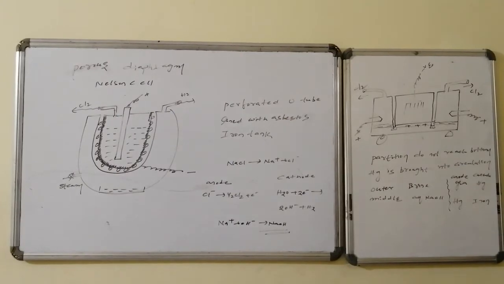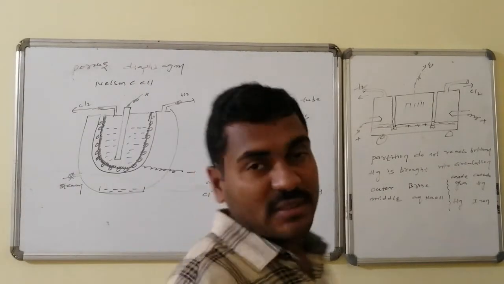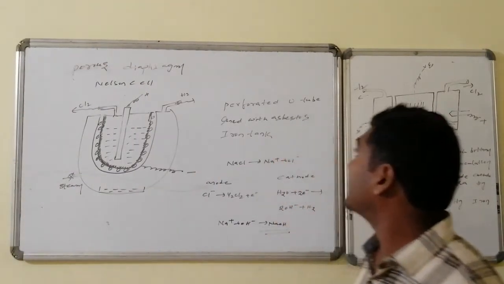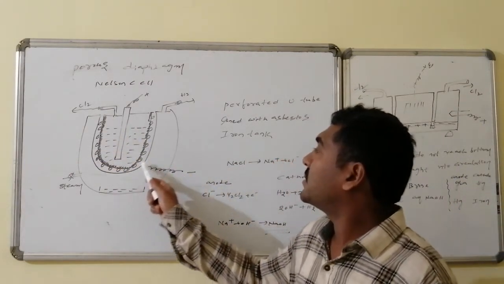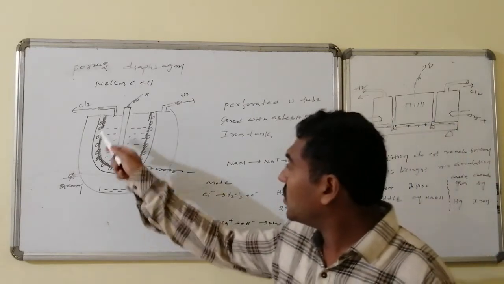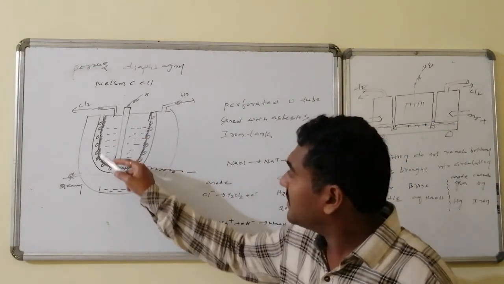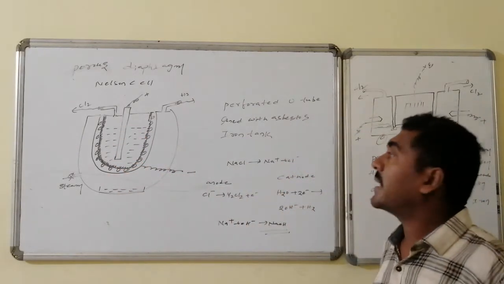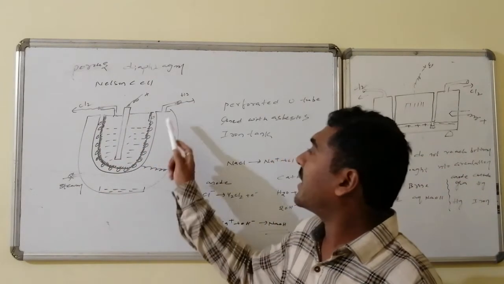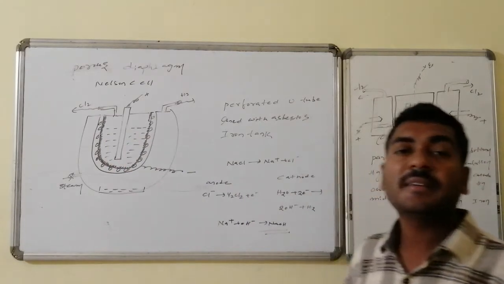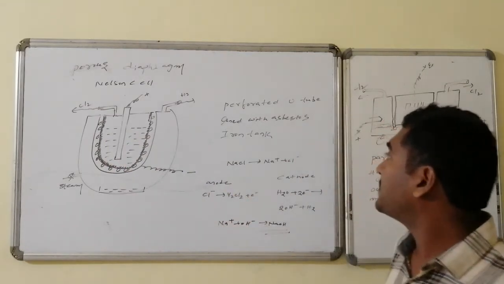Porous diaphragm method, which is also known as the Nelson cell method. This Nelson cell consists of a perforated U-shaped steel tube which has holes and is coated inside with asbestos, and which is present in an iron tank. Outside it is an iron tank, and within this iron tank, this particular steel tube is present.